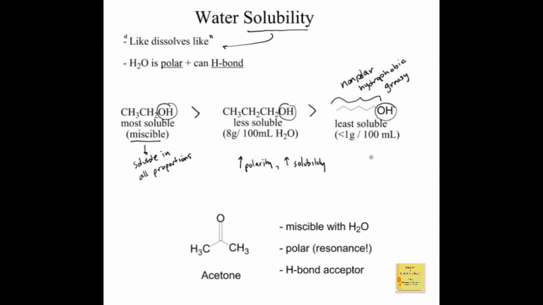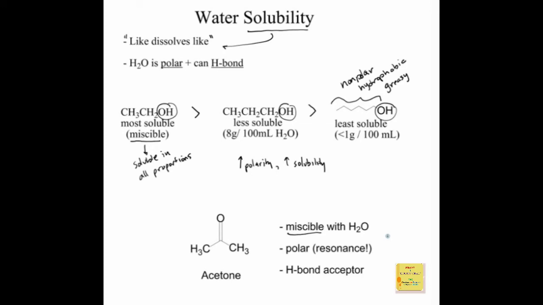Okay, and finally, let's take a look at one more example. This molecule is called acetone, and this is also miscible with water. You may have worked with acetone before in the lab. It's a commonly used solvent, especially for cleaning glassware. Nail polish remover is usually acetone based, so it's a fairly common organic solvent. And it too is miscible with water, so it's completely soluble in water.